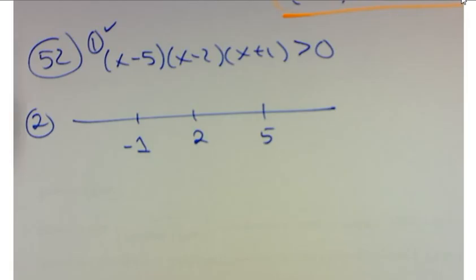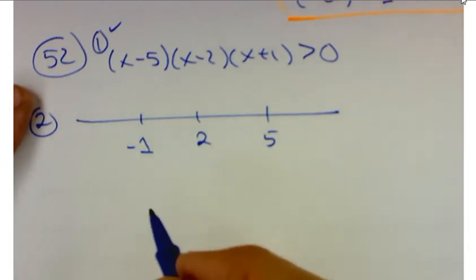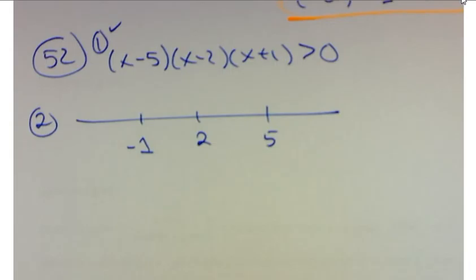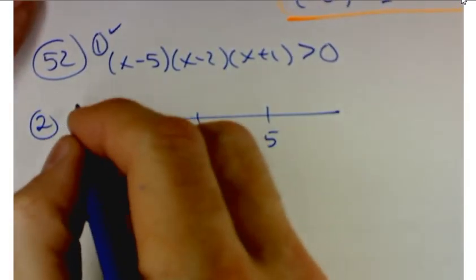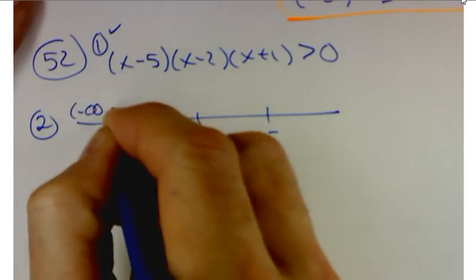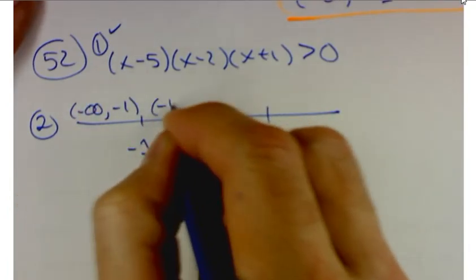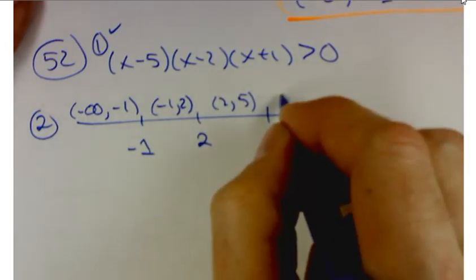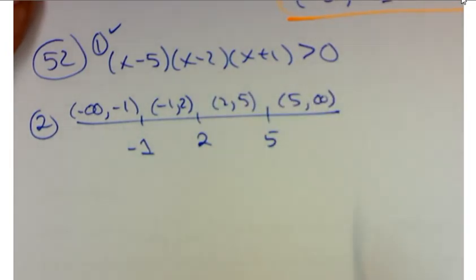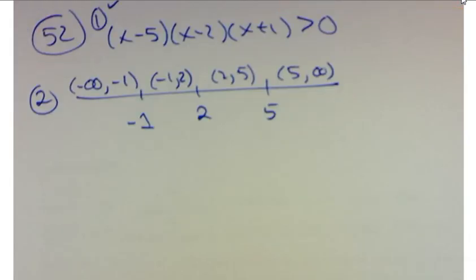All right, so let's take a look at what our intervals would be here. Alan, what would be this interval to the left of negative 1? Good. And then negative 1 to 2. What's the last one? Perfect. Thank you. So I need some test points in each of these intervals.